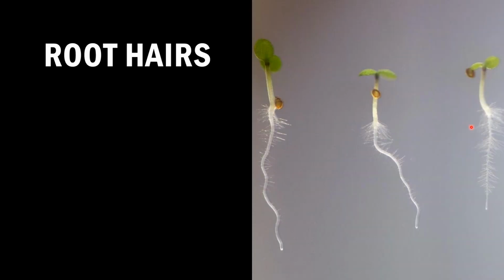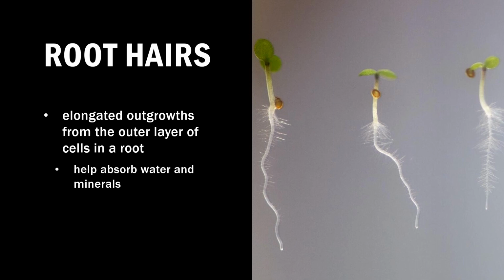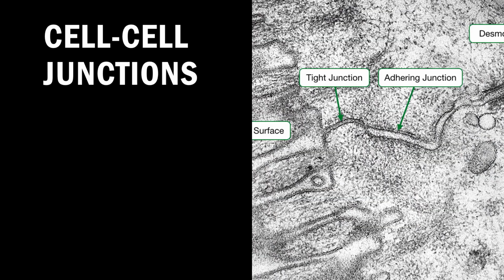Next, we have root hairs. So the small hair-like structures that you see here, these are root hairs. Now, these are elongated outgrowths from the outer layer of the cells in root, and the same as with microvilli, it increases the surface area of the roots, and because of the increased surface area, there is an increased absorption of water and minerals. And we also have what we call the cell-to-cell junctions, as you can see here.